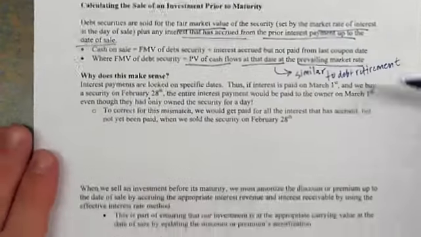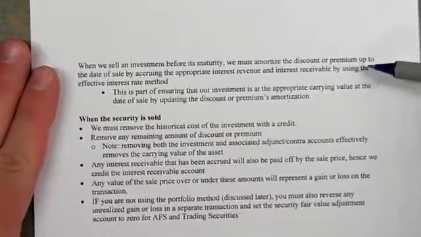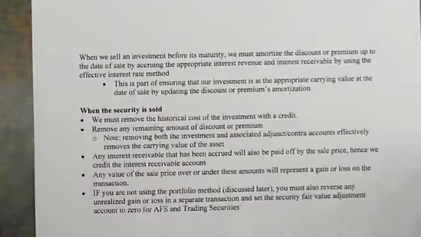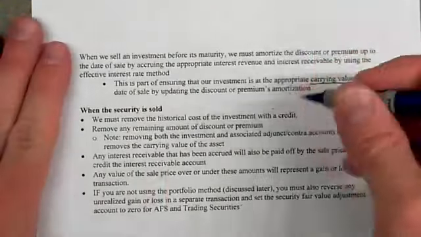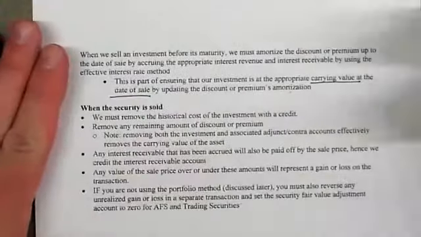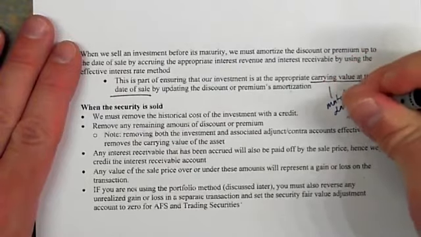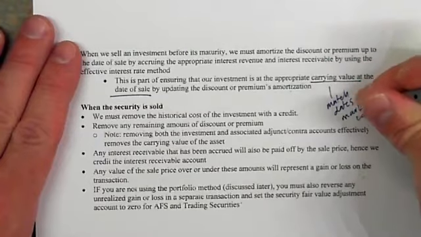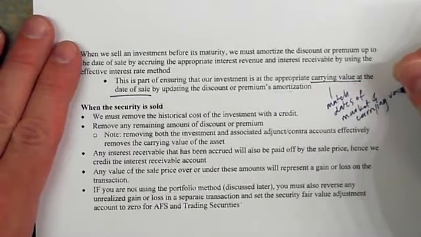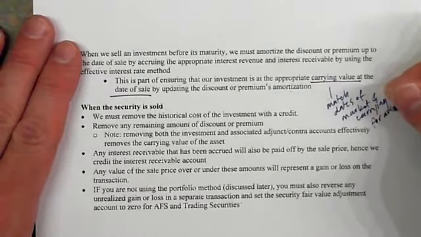Okay. So when we sell an investment prior to the maturity, we have to amortize the discount or premium up to the date of sale by accruing the interest revenue and interest receivable. So this is just making sure that our investment is at the appropriate carrying value. Remember, whenever you're doing an assessment of the carrying value versus its market value, you have to have them at the same date, in this case, the date of sale. So you want to match the dates of the market value and the carrying value for analysis.